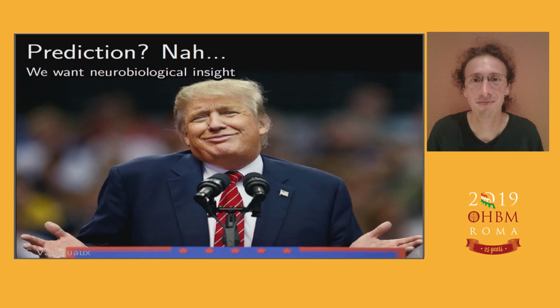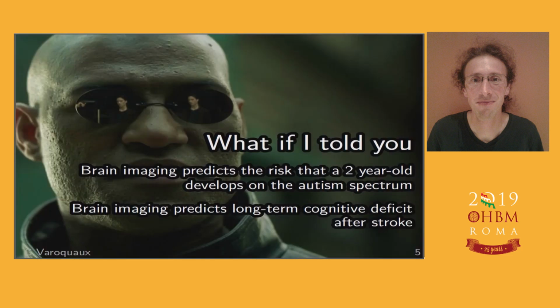So yeah, when I discussed with my colleagues, they tell me, prediction? Nah, we want biological insights. But what if I told you that brain imaging predicts the risk that a 2-year-old develops on the autism spectrum? It's not currently the case, but what if we could do this? What if we could have brain imaging predicting long-term cognitive deficit after stroke? Would this be interesting for the clinicians? We can discuss this afterwards. I believe so.